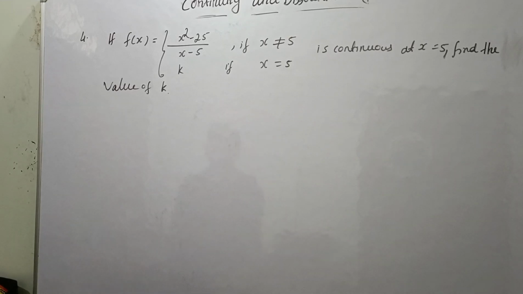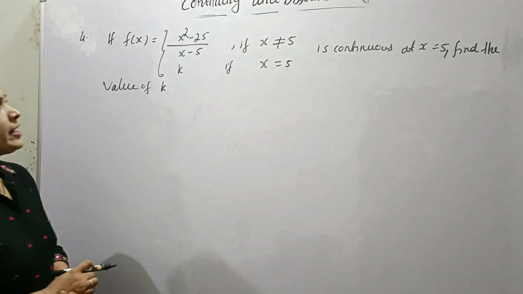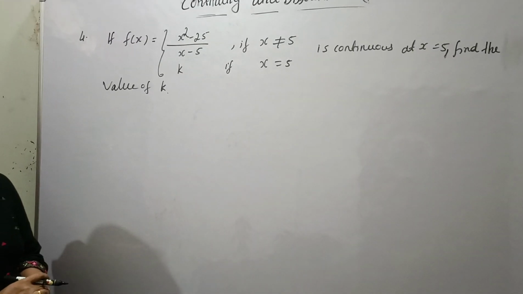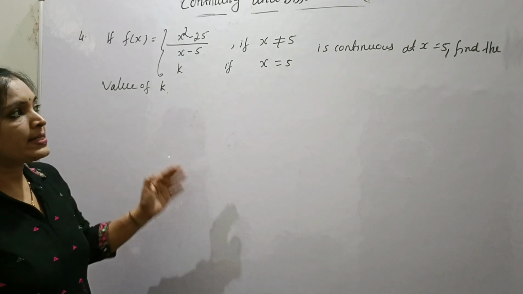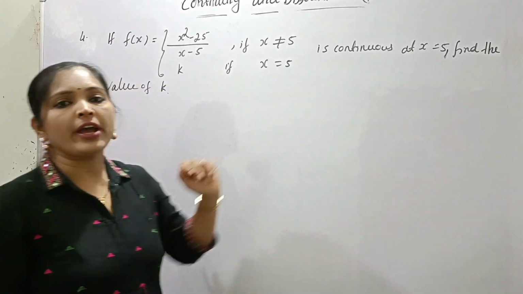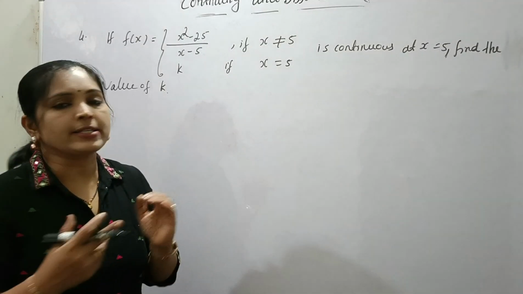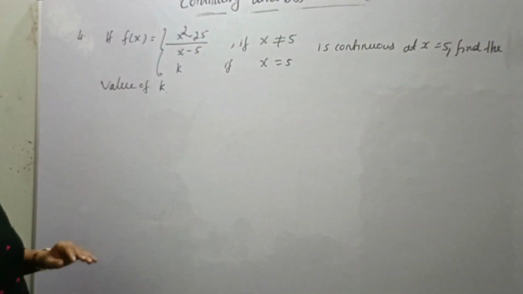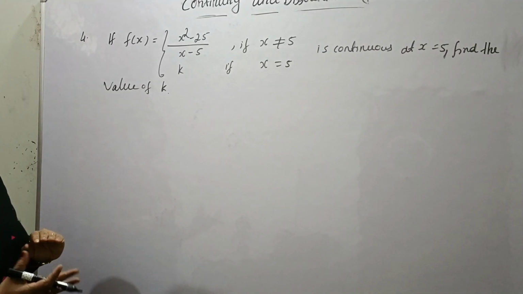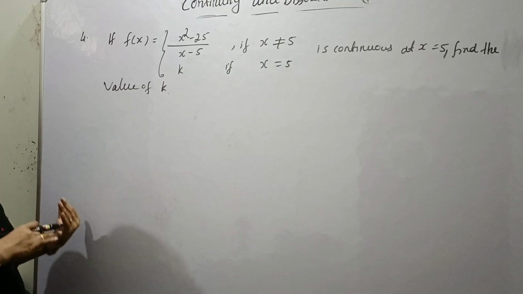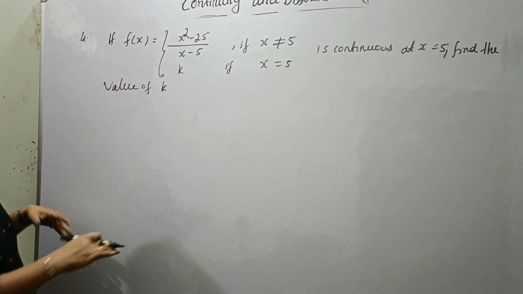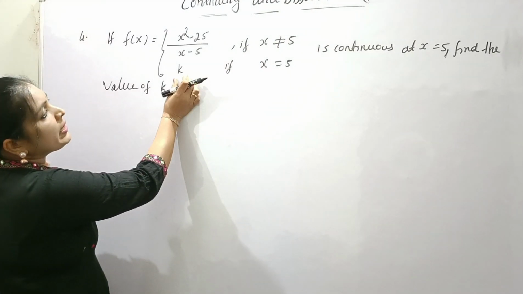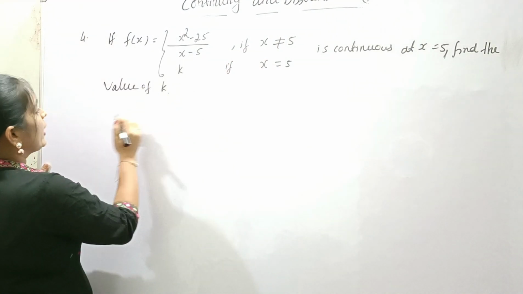Next question. If f of x is equal to x square minus 25 divided by x minus 5 if x is not equal to 5, and f of x is equal to k if x is equal to 5, is continuous at x is equal to 5, then find the value of k. Okay, so here it is given the function is continuous at x is equal to 5, we have to find the value of k. Since it is continuous at x is equal to 5, the left hand limit is equal to right hand limit, that is equal to value of the function. What is the value of the function? That is nothing but k. F of 5 is equal to k.